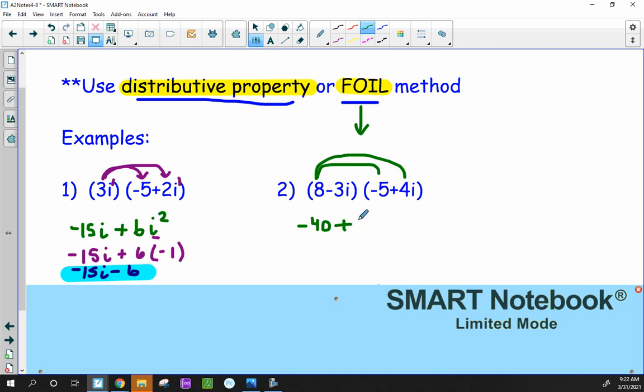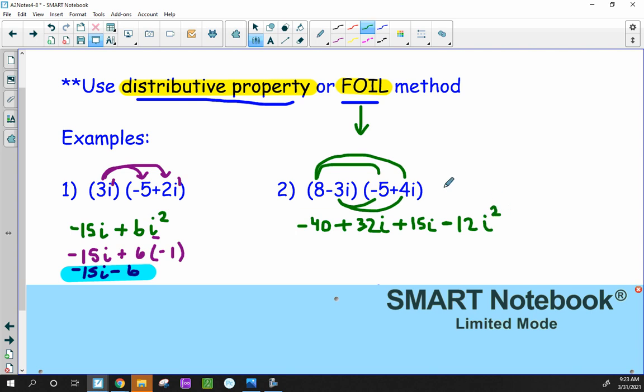8 times 4 is 32. And because this had the i, you have to drop it down with it. Inside is going to be negative 3i times negative 5. Negative times negative is positive. 3 times 5 is 15. And this term had the i, so we have to bring it down. And then L for last, negative 3i times positive 4i. Negative times positive, be careful with your signs. Negative times positive is negative. 3 times 4 is 12. i times i is i squared.